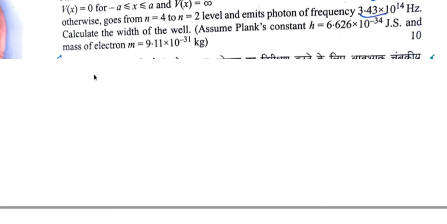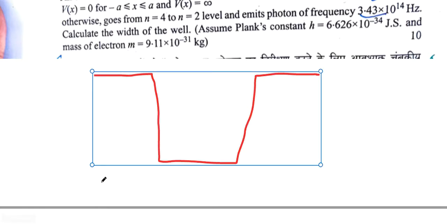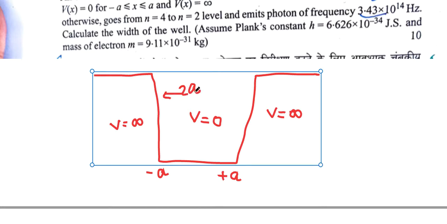So we know that the infinite potential well will look almost like this. So here we have minus a, plus a here. Sorry, I haven't drawn it as a perfect potential well, but you can assume that it's a perfect one. So here the potential is equal to 0, here the potential is infinite, and here the potential is infinite. So what we were asked to calculate is the width of the well. Here it is starting from minus a to plus a, so the total distance is 2a. So we were asked to calculate the value of 2a here.